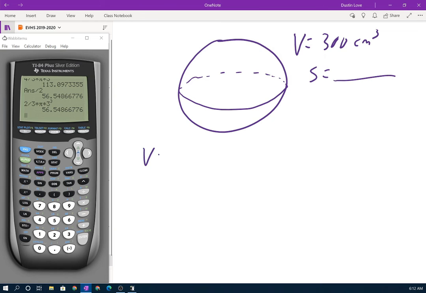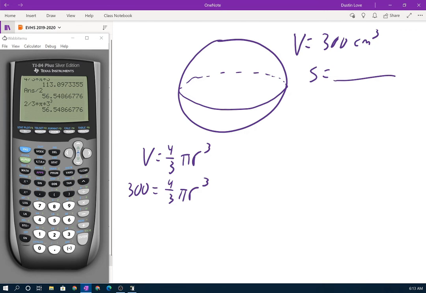Okay, so volume is 4/3 pi r cubed, so that's 300 equals 4/3 pi r cubed. Now this one is going to work in a similar fashion to what we did when we had the circumference of the great circle. We're going to use the volume to find radius, and then radius to find surface area.